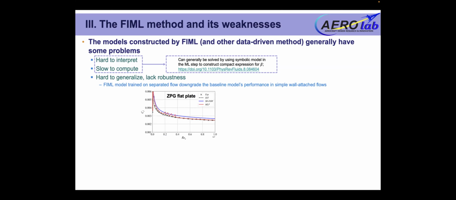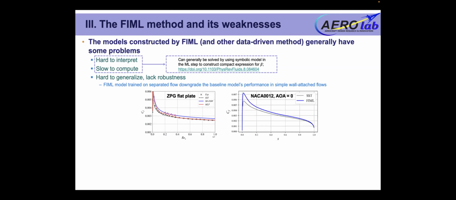No matter whether you are using the black box model or the symbolic model, if your model is only trained on separated flow cases, it will be very hard for it to accurately compute the zero pressure gradient flat plate. And if a pressure gradient exists, like in the NACA 0012 airfoil case, this scenario may be even more severe. As you can see on the right side, the FIML model in this case overestimates the friction coefficients by a lot.